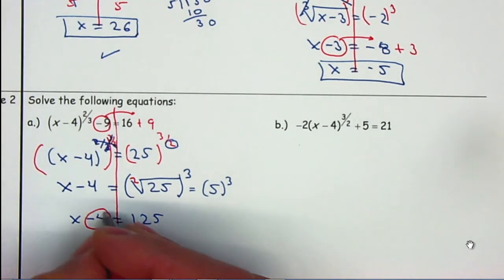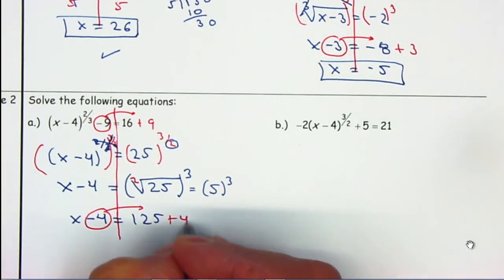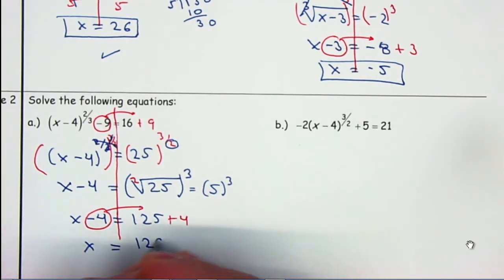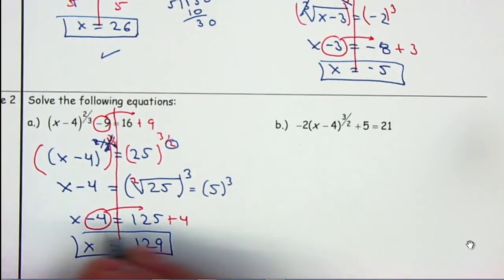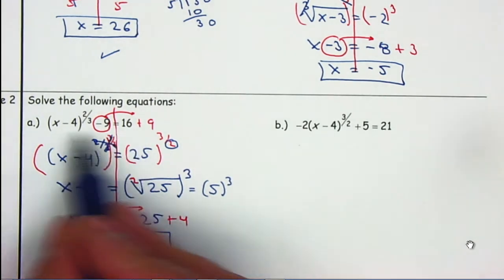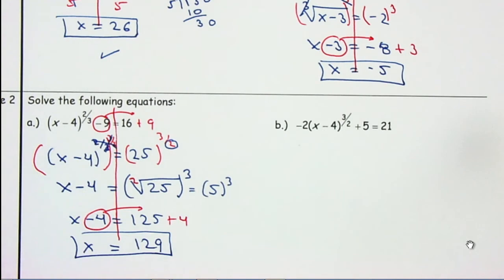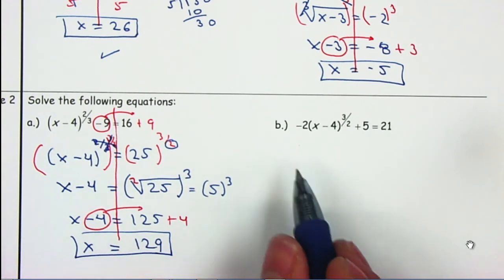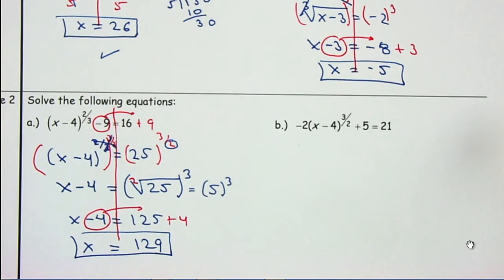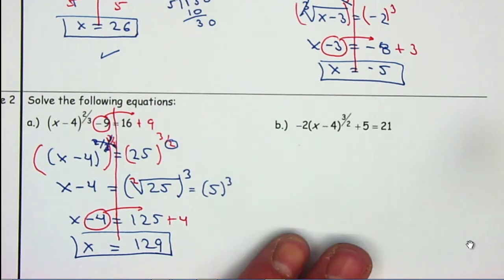Last, I'm going to move my 4 to the right, becomes a positive 4. We have x is equal to 129. If you plug it in, it should get a true statement. So go and try letter B. Go and pause it, try letter B, see what you get, and then we can compare our answers.